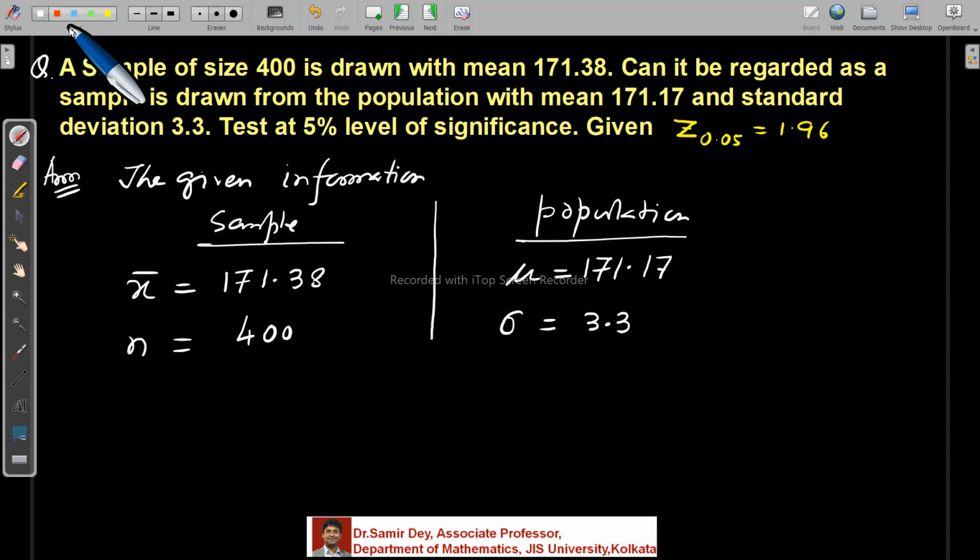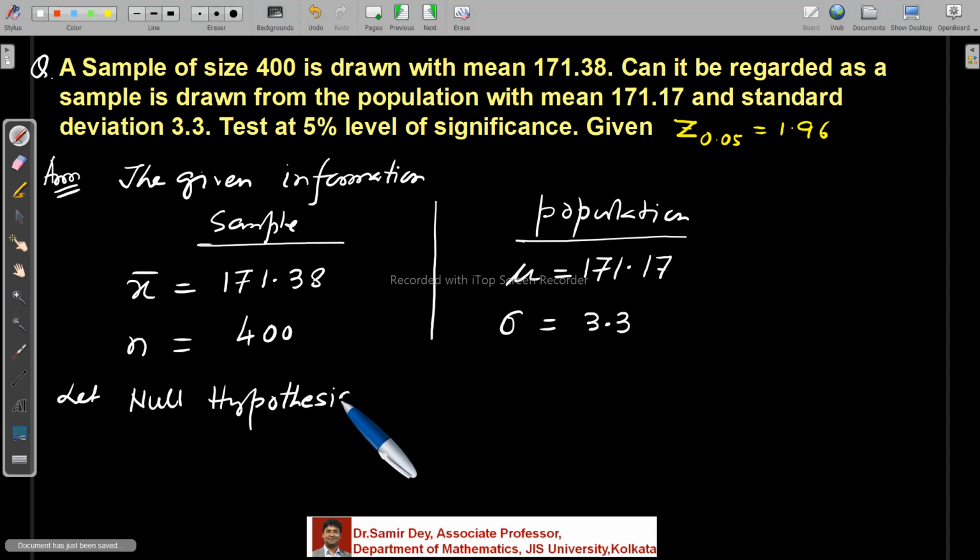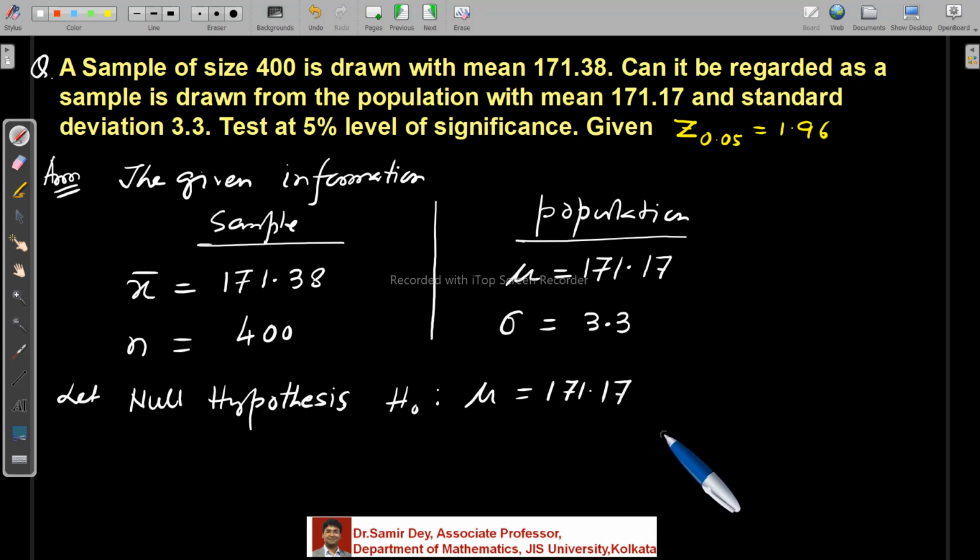Now come to the second step. So please write down the null hypothesis. Okay, what is null hypothesis? Basically, hypothesis is connected with the population, correct? So here you may write null hypothesis means which one is given in population. So here mu is equals to 171.17. Clear? So what about the alternative hypothesis?